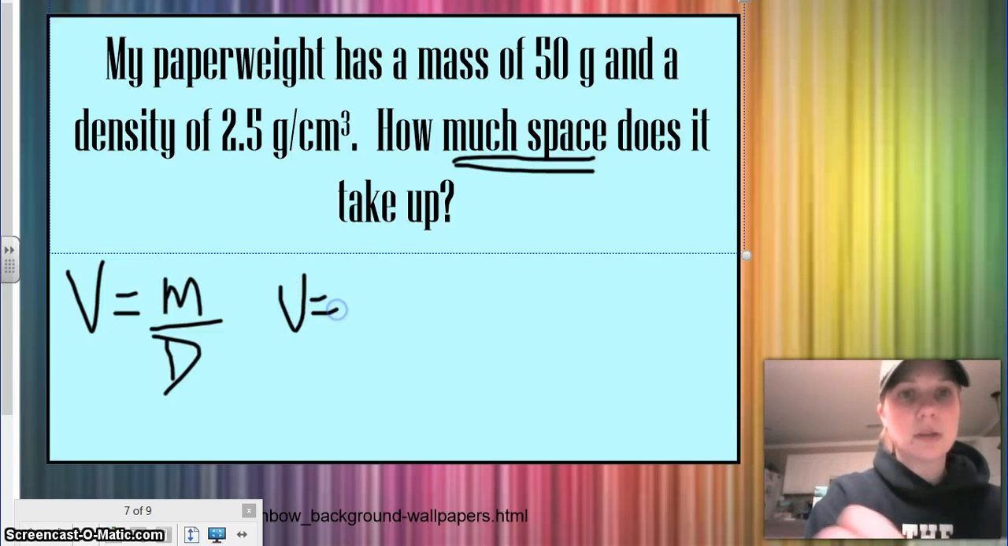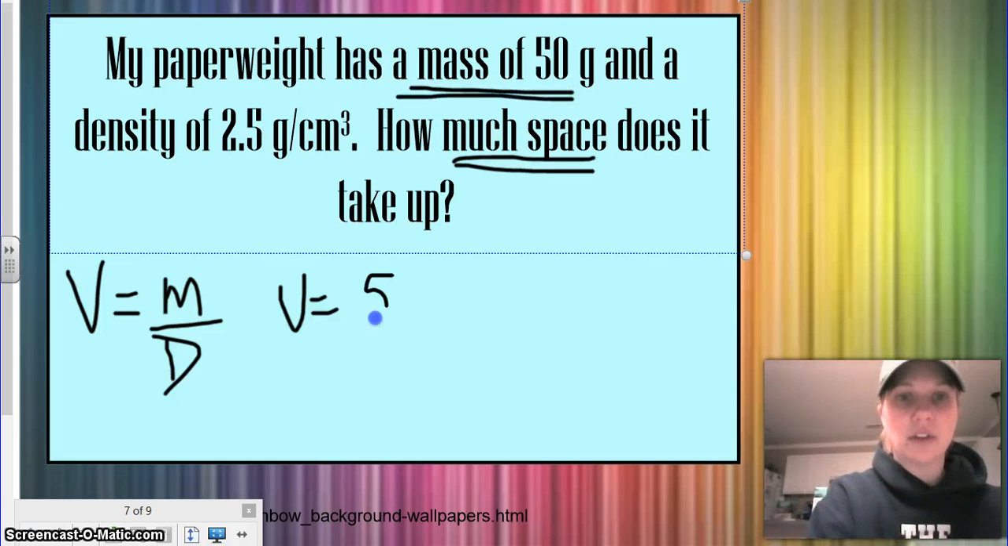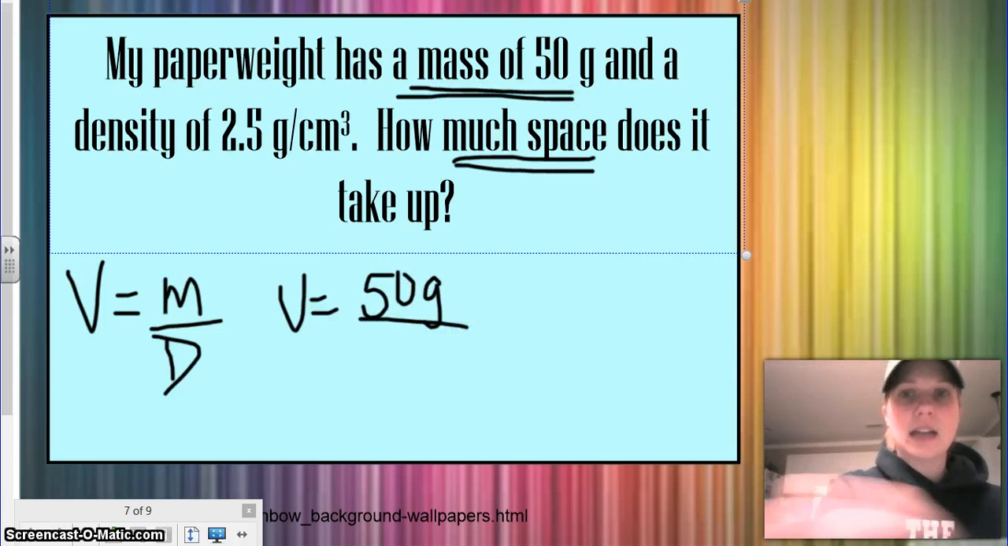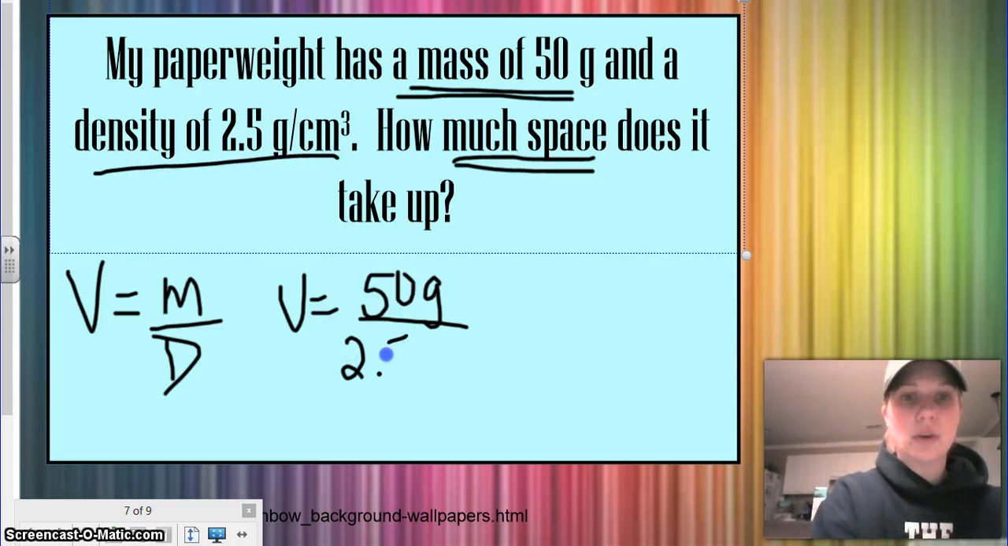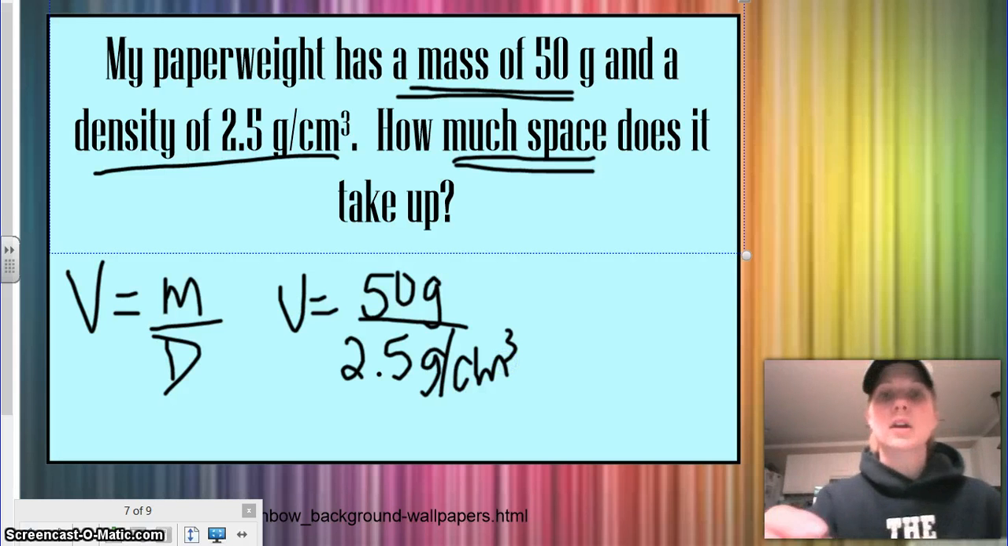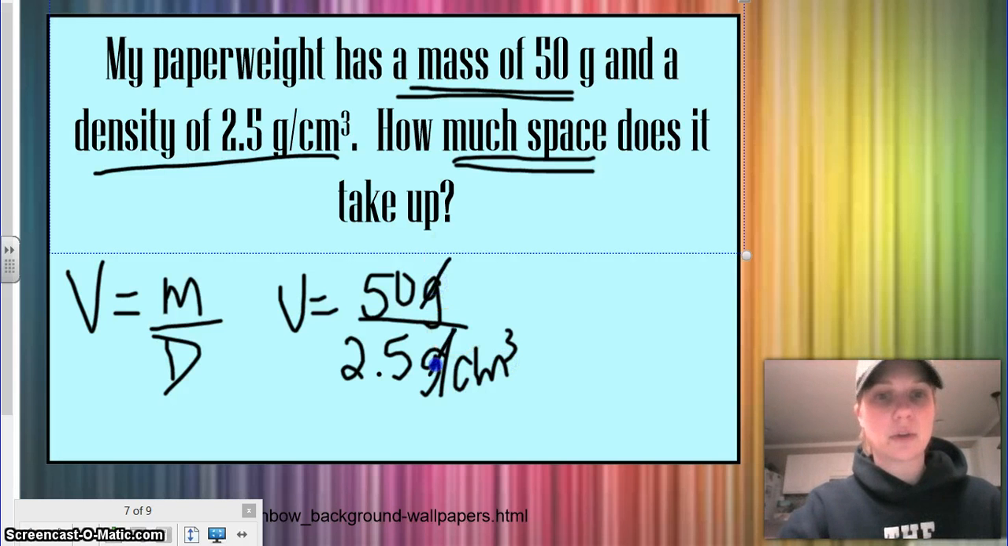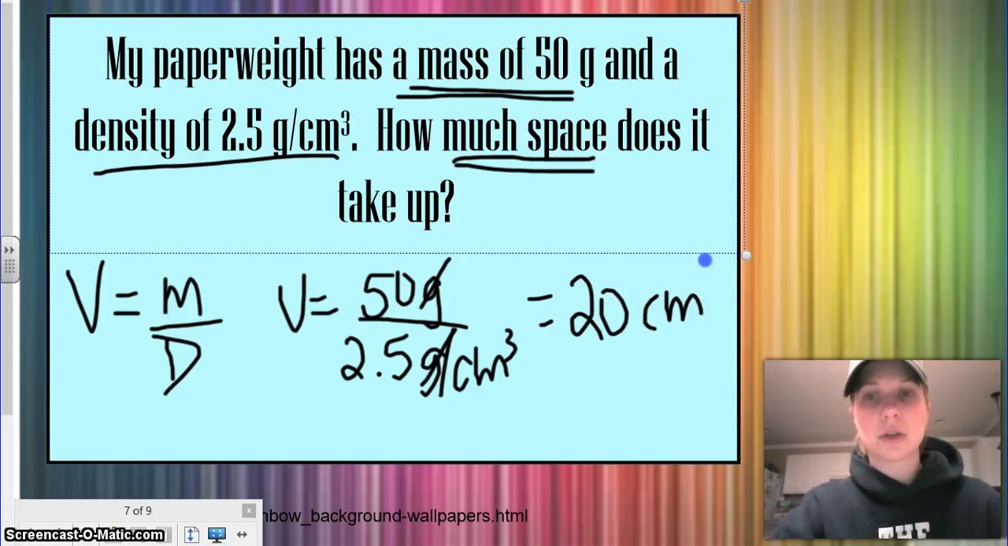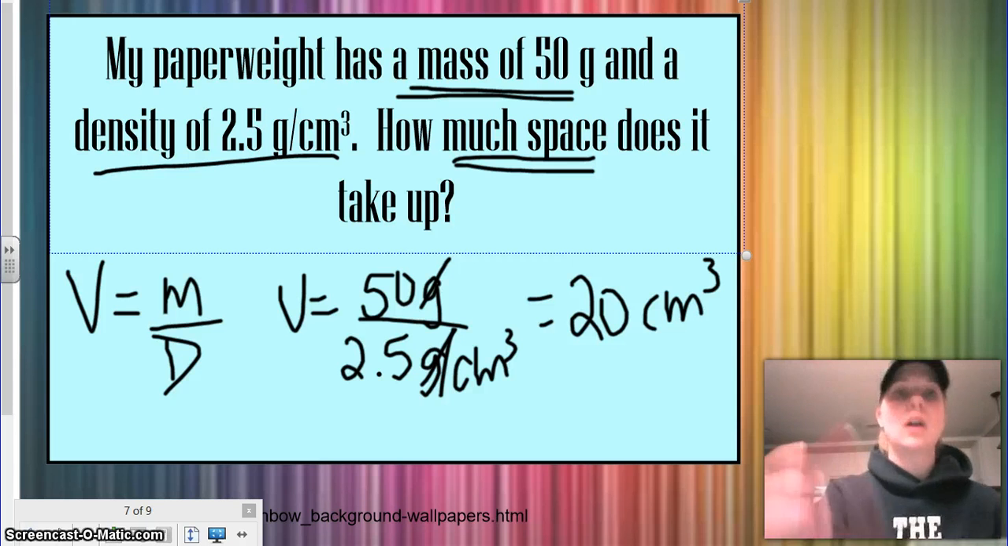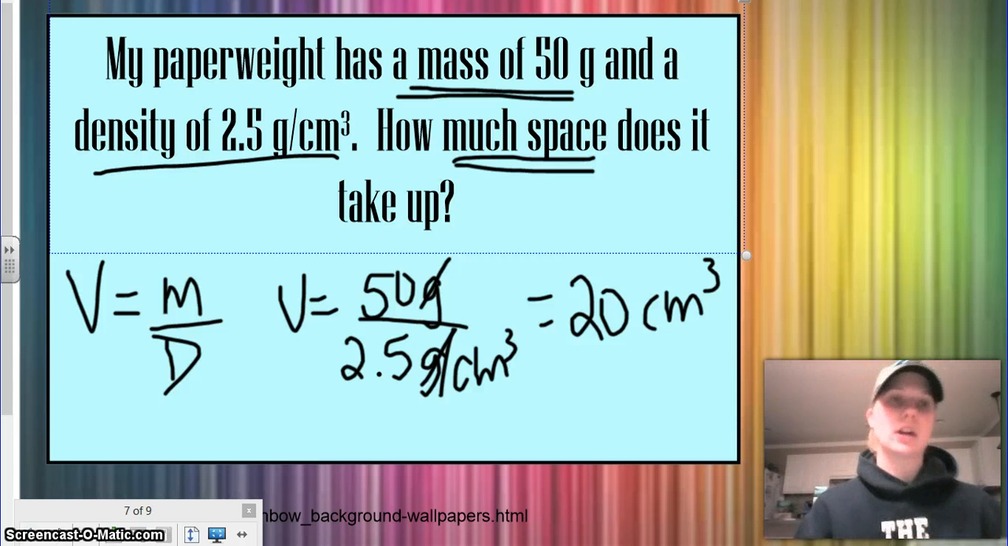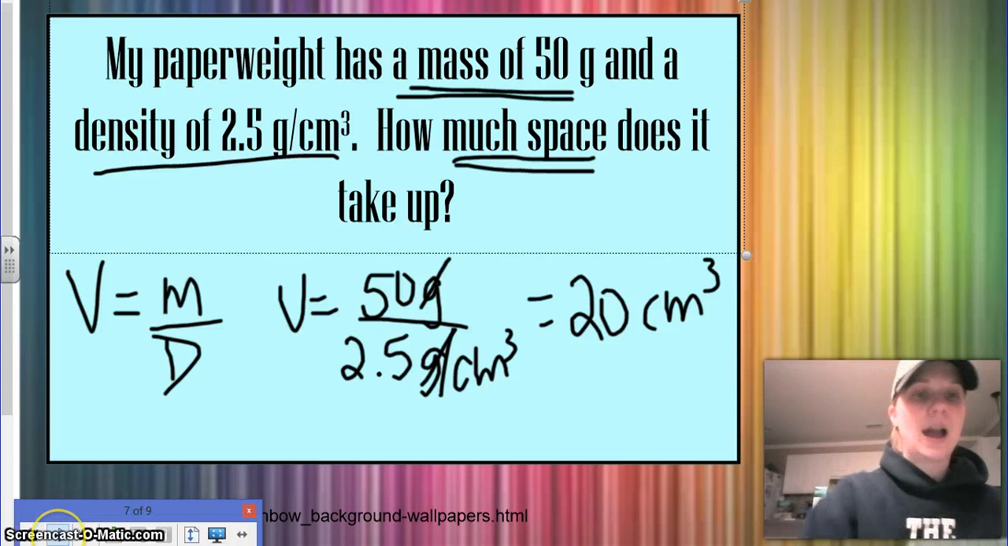So volume equals, they tell us the mass right here. So I've got 50 grams. And it tells me my density, 2.5 grams per centimeter cubed. Okay, so what do we have in common? We've got the grams over grams. That gets rid of that, so we know that our unit's going to have to be centimeters cubed. 50 divided by 2.5 is 20 centimeters cubed. And that is the volume of a paperweight that has a mass of 50 grams and a density of 2.5 grams per centimeter cubed.